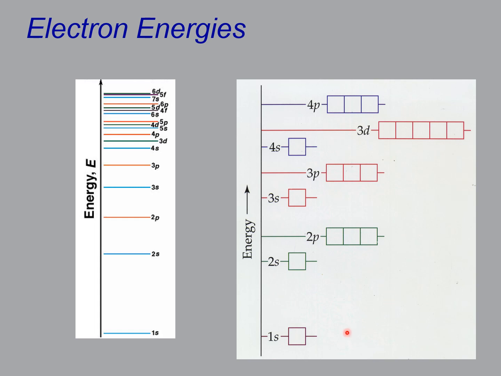So again, s electrons come in sets of 2, p electrons come in sets of 6, and d electrons come in sets of 10.